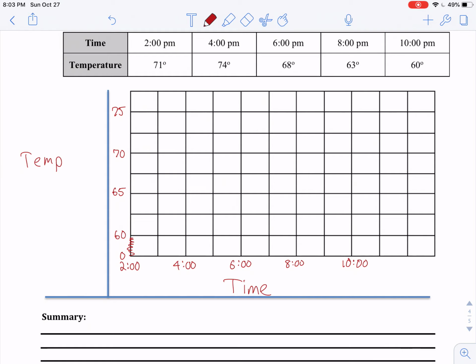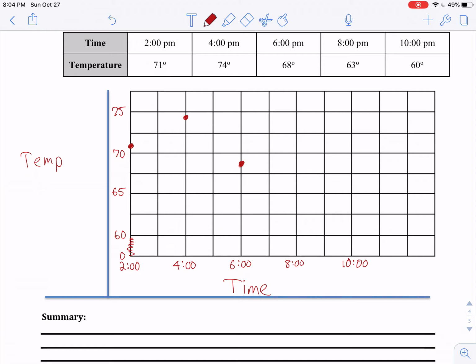So 2 o'clock was 71 degrees. 71 degrees is about, so this would be 72.5, right? So 71 would be right here. Okay, let's erase this little line here. Then 4 o'clock was 74 degrees. That's going to be way up here. And then we had 6 o'clock, which is 68. 68's right here probably.